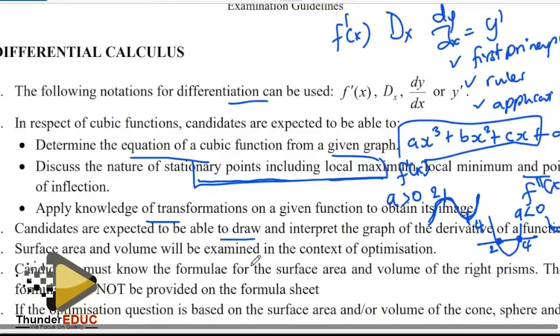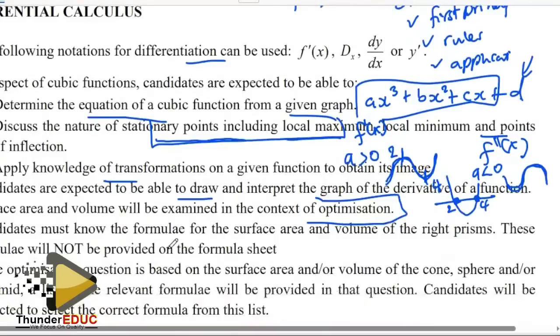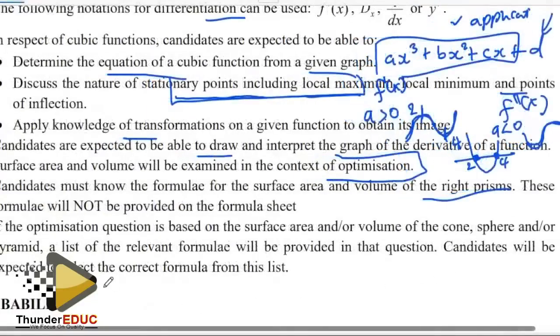Then surface area and volume will be examined in the context of optimization. In other words, when they're asking for minimum and maximum surface area, maximum volume, these you need to know. And the formulas, you need to have them ready because they're not going to give you these formulas. Candidates must know the formula, the surface area and the volume of right prisms. Okay, rectangular prism, the cube, and so on and so forth. This will not be provided. If the optimization question is based on the surface area or volume of the cone, sphere, and so on, the relevant formula will be provided in that question, not on the page, just within that question. So you have to select the correct formula from the list because sometimes they can give you more than one.